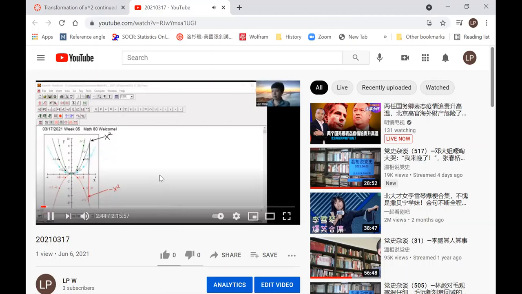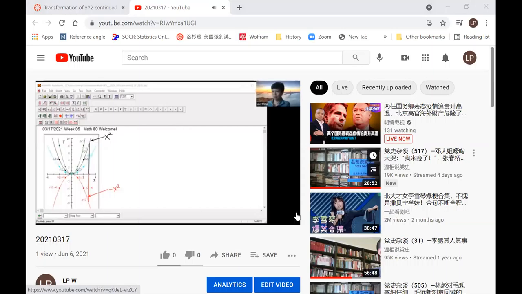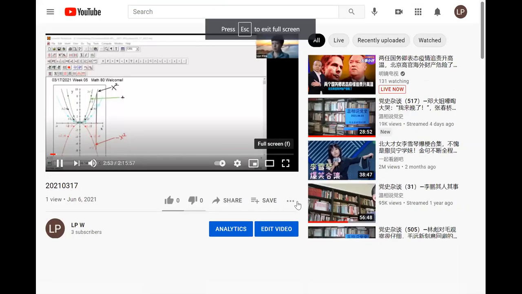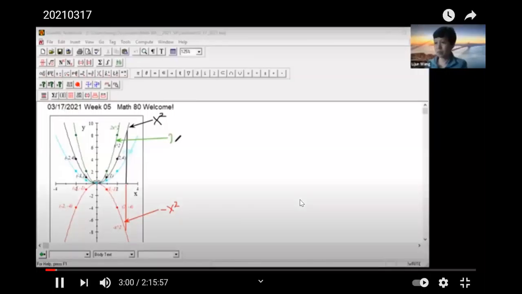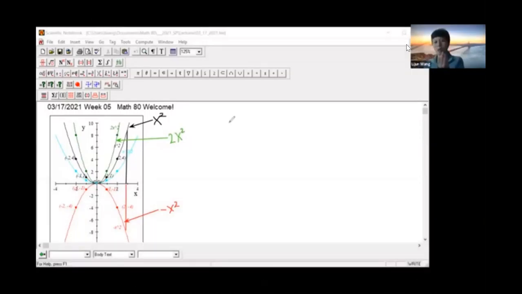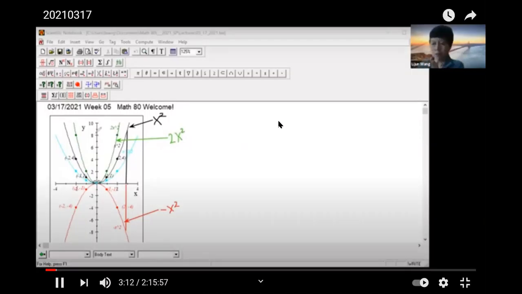Do you guys see the YouTube video? What is the green? The green is 2 times x squared. Hold on. We plotted the points and we saw what happens. I cannot see the chat answer. It becomes thinner compared to x squared.